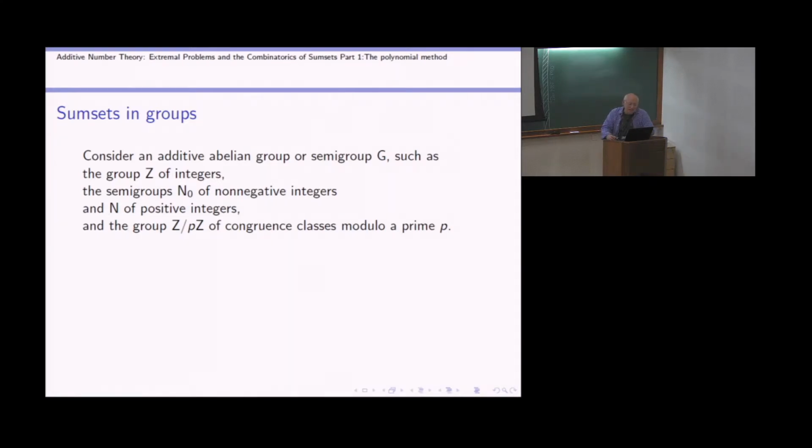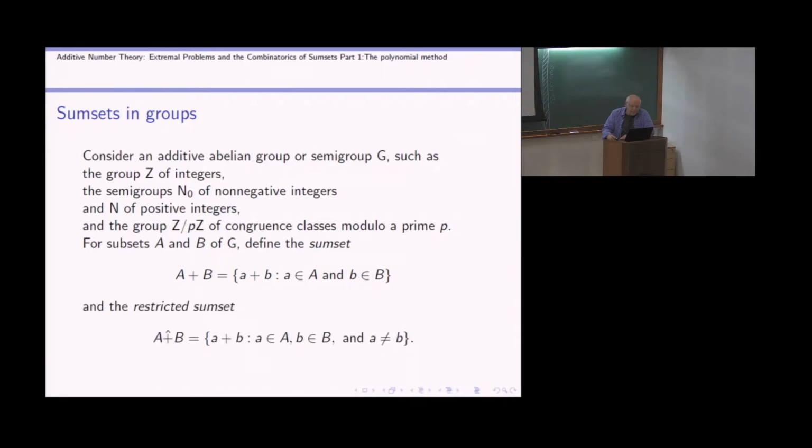Yeah. So let's just recall. We start with an additive abelian group or a semigroup, like the integers or the non-negative integers, or the congruence classes modulo a prime. And what we're interested in is adding things up. So if you take 2 subsets A and B, the sum set is just everything you can write as an element of A plus an element of B. And sometimes you want to restrict yourselves to distinct summands. So the restricted sum set, which is this A plus with a little wedge sign on top, means everything of the form a plus b, where a and b are different elements.